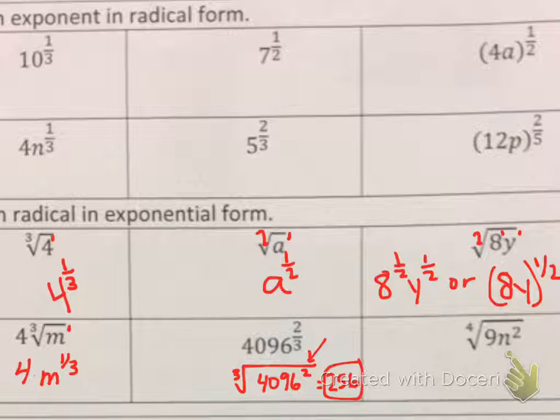All right, this one's a little bit different because the power on the 9 here is 1, but the power on the n is 2. So if we're going to exponents, we would have 1/4 for the 9, but on the n, we would have 2/4. That 2/4 can reduce, so we could actually write this as 9 to the 1/4 n to the 1/2.